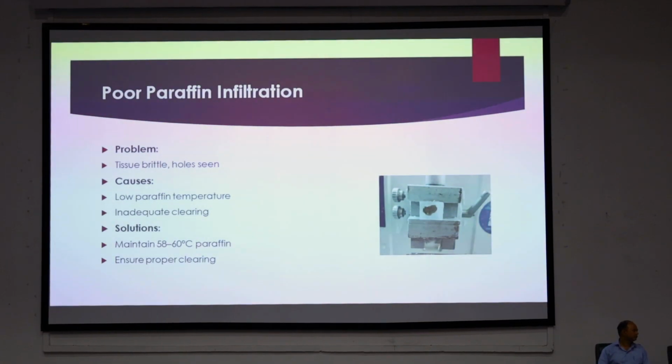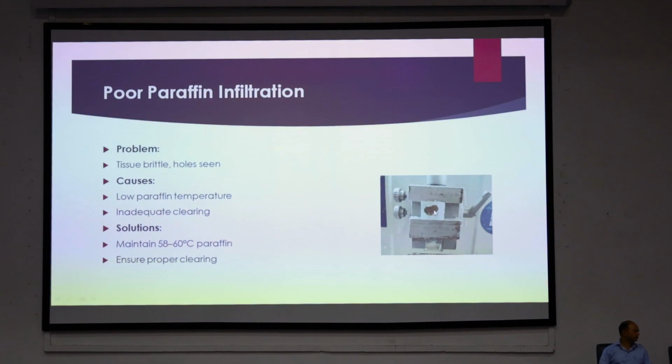Now, poor paraffin infiltration. The problem here is we get brittle tissues where holes are seen. If you can see here, I may not be able to zoom in, there are white spots in the tissue. They are not actually white spots, they are holes which make the tissue more brittle. The cause for this is low paraffin temperature. When the temperature of paraffin is low, the penetration is also low.